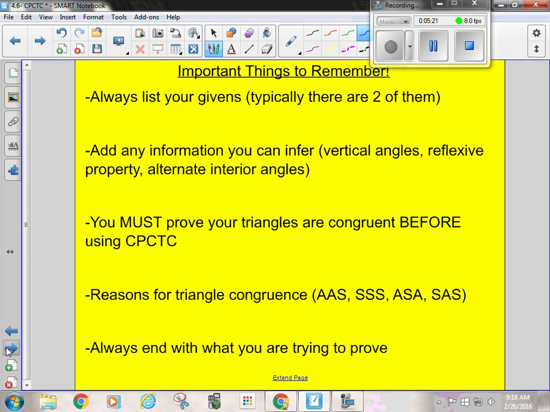When we prove our triangles are congruent, these are the only 4 reasons we can use to say our triangles are congruent: angle, angle, side; side, side, side; side, angle, side; and angle, side, angle. And you always end with what you're trying to prove. Okay? So important things to remember. We'll talk about these again.